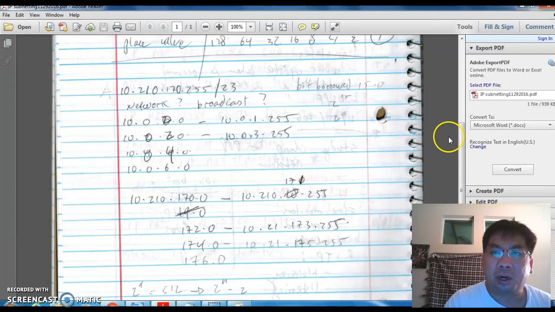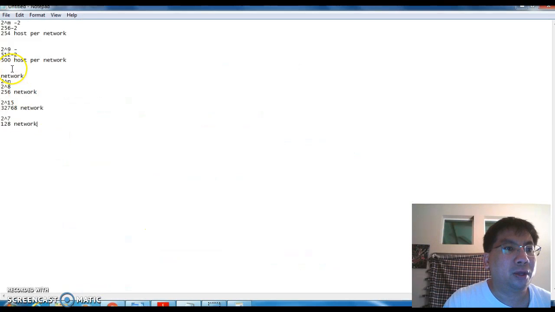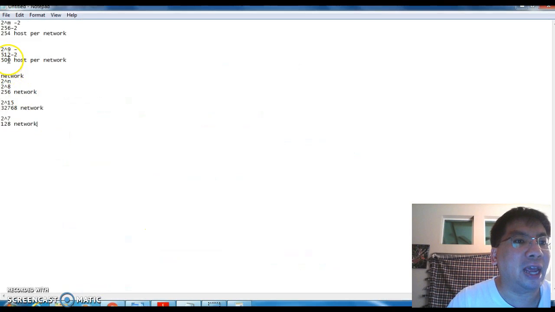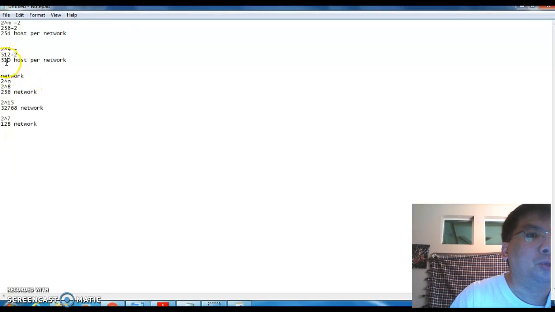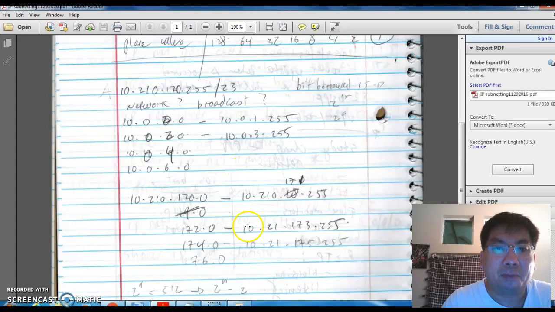Within each network, you will have 512 addresses. You will have 510 hosts per network. How do you get that? 2 to the power of 9 minus 2. So 512 minus 2 is 510 hosts per network. So that's how you get this number. Okay. You get this number.